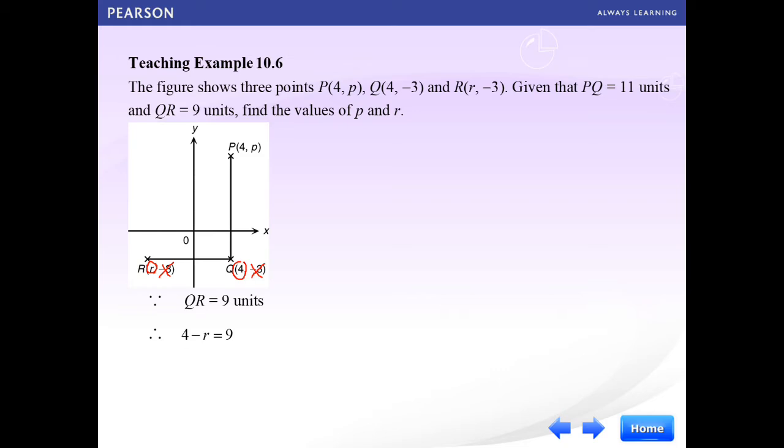And then solve it. First, minus both sides by 4. You will get -R equals 5. Last, multiply both sides by -1. So you will get R equals -5. That's it.